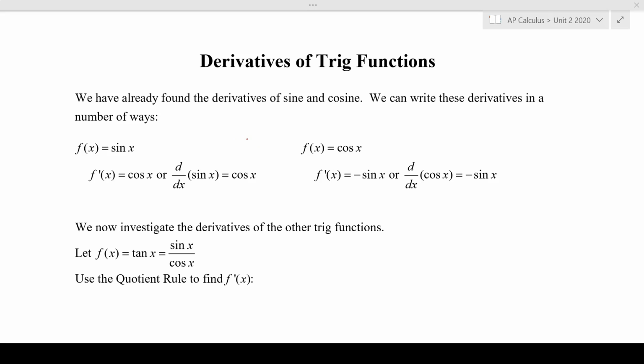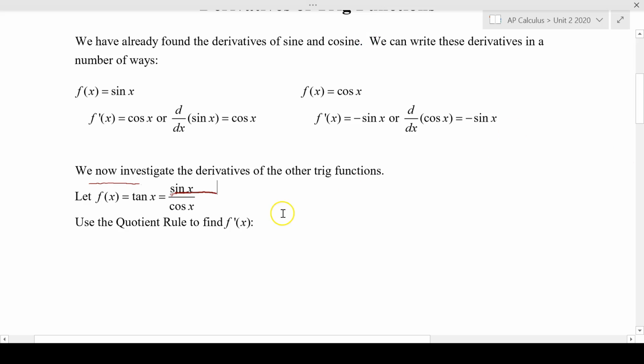So we've already found the derivatives of sine and cosine. We can write these derivatives in a number of ways. We can either write that f prime equals cosine x, or we could write it as d/dx, the derivative of sine x, is cosine.